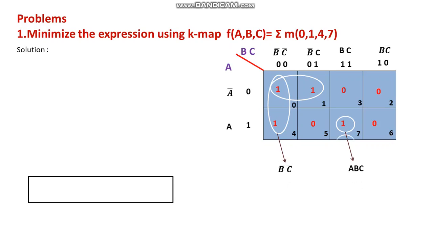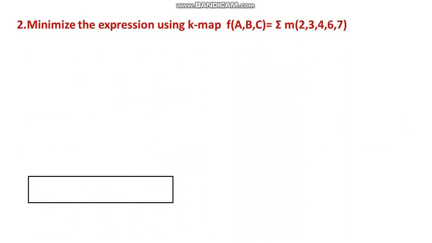Similarly, write an expression for one more group. So for 0, 1, if I go row wise, it is A bar. And when I check for 0, 1 column wise, I have B bar. But for 0 it is C bar, and for 1 it is C. So it is changing. So what should I take here? A bar and B bar. Right? So we have three product terms. By summing all the three product terms, that is your simplified expression. Okay, let us take a second example.